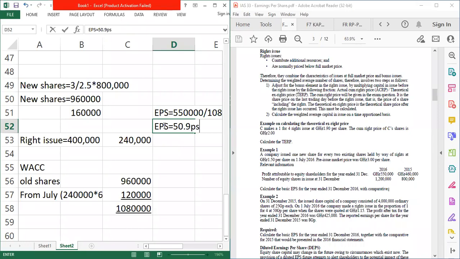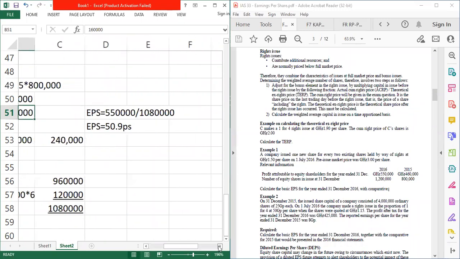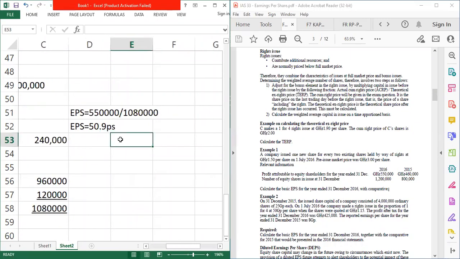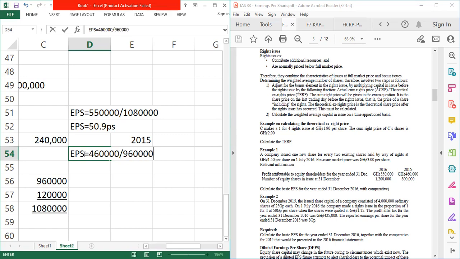50.9 pesos. Okay. But the bonus issue of 160 must also affect 2015, isn't it? The bonus issue, we assume that it has been in issue since the beginning. So it will also affect 2015. So we have to recalculate our 2015 earnings per share, which will be 460 divided by 960, which is the shares that they have in issue plus the bonus element from the right issue. What are we having?